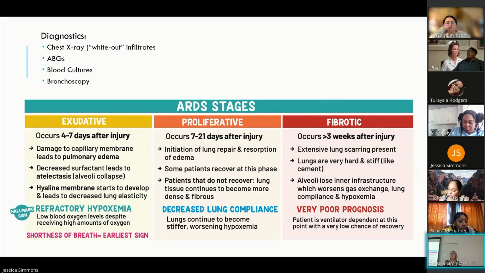And then we have the fibrotic stage, which occurs greater than 3 weeks after the injury. This is extensive lung scarring. Lungs are very hard and stiff. The alveoli lose inner infrastructure, which worsens the gas exchange, lung compliance, and hypoxia. And at this point, we have a very poor prognosis. The patient is ventilator dependent at this point with a very low chance of recovery. This is where we found our COVID patients at the end. Okay.